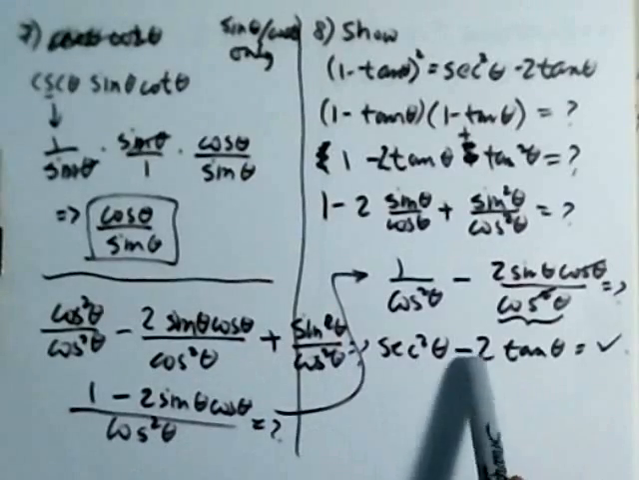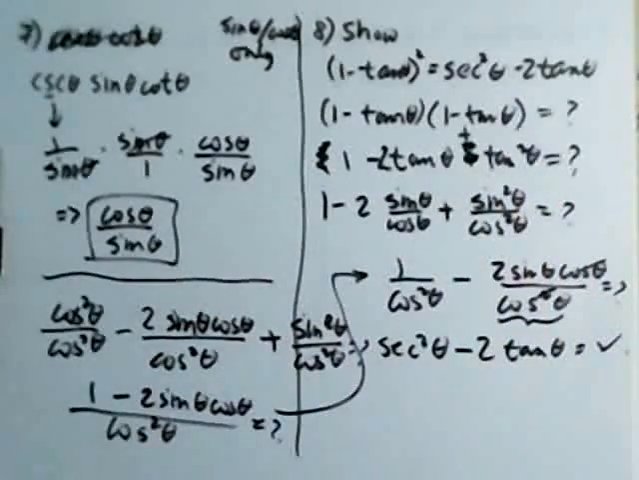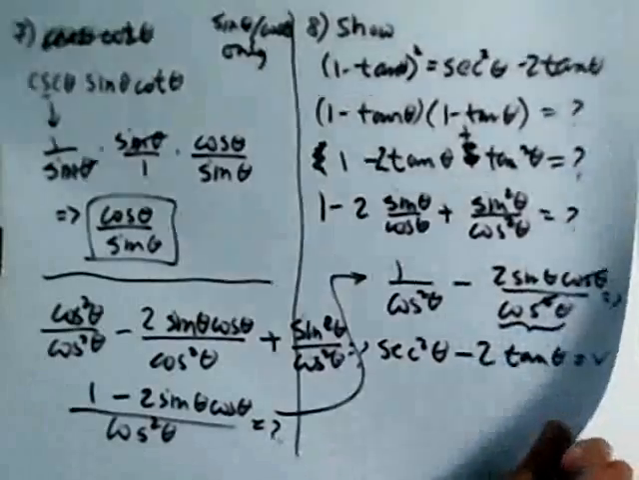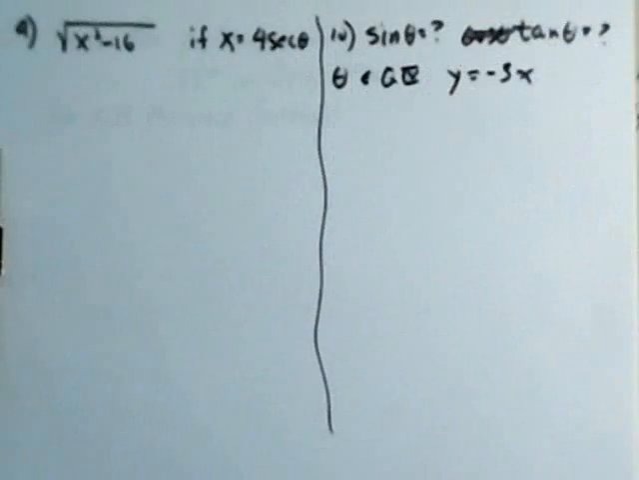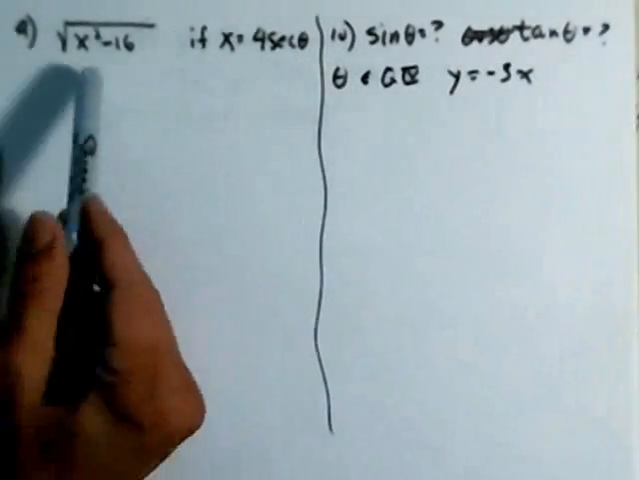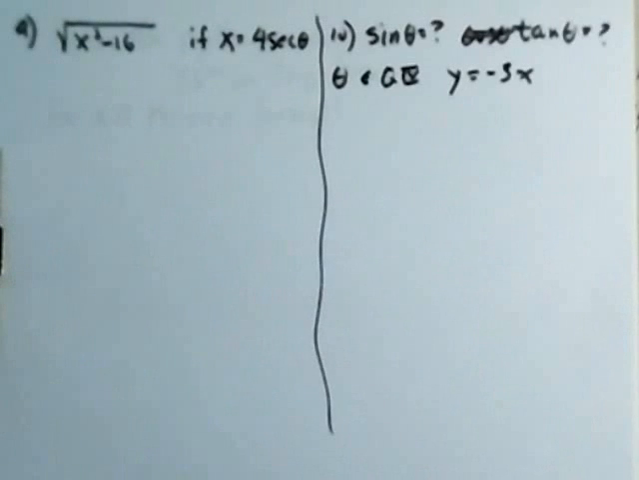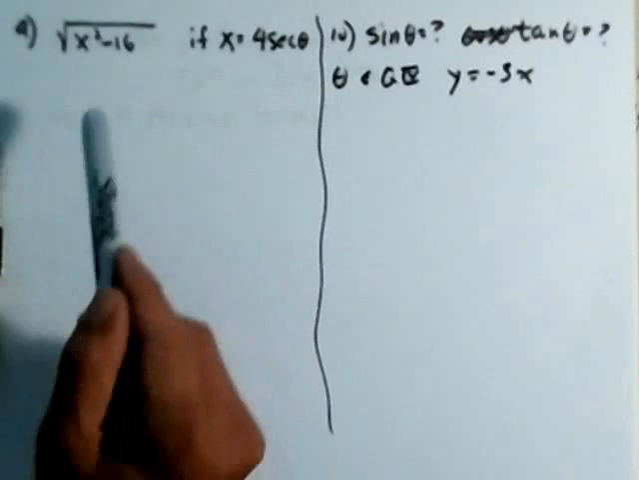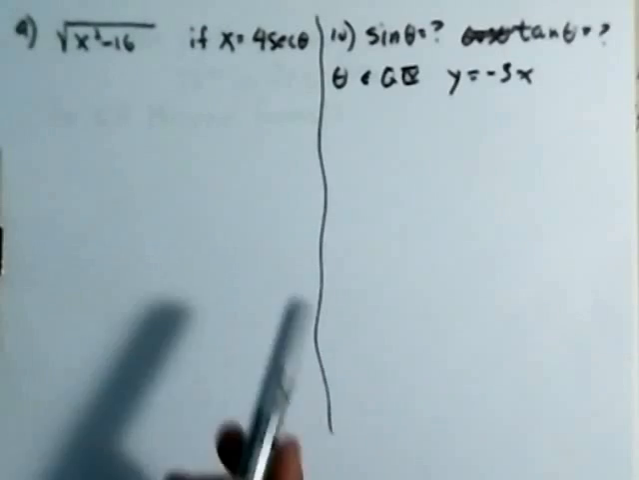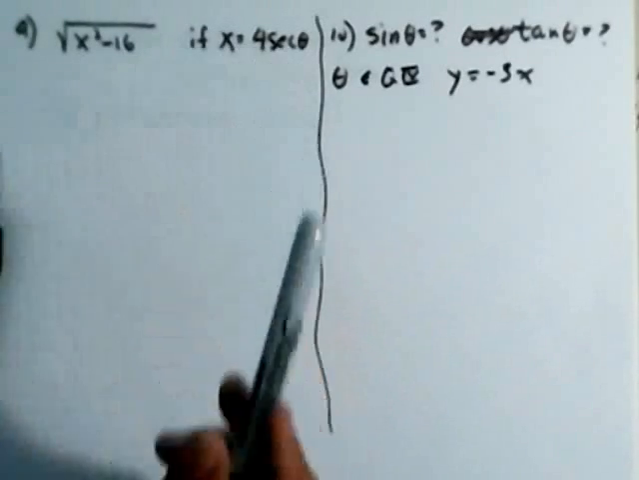Secant squared of theta minus 2 tangent theta should equal the right side. Okay? A little bit tricky on this one. Next one, number 9. It says square root of x squared minus 16. You want to evaluate this expression given that x is equal to 4 secant theta.